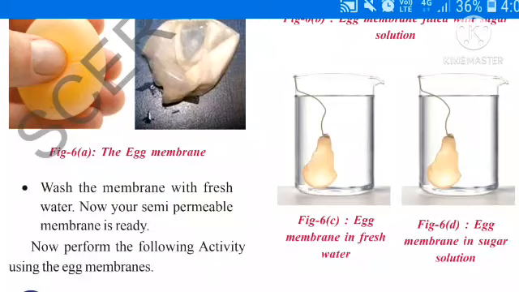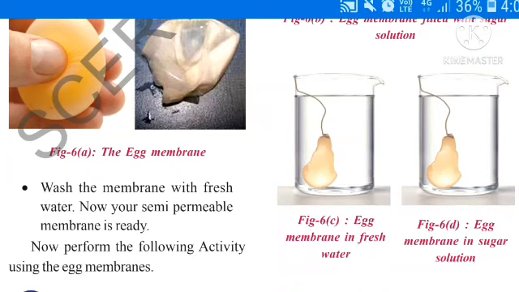Egg membrane in solution, what happens? The water molecules enter into the egg membrane. The egg membrane becomes swollen, increasing in size. Whereas the egg membrane in a sugar solution decreases in size. Remember these 2 activities. One is endosmosis, another one is exosmosis. These all activities belong to the osmosis process.